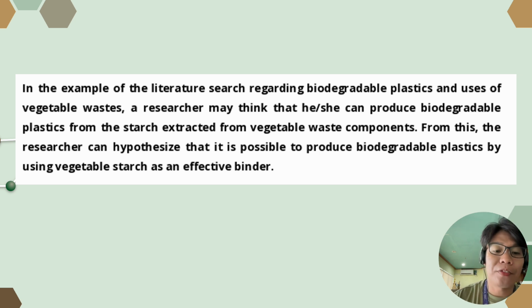An example of the literature search regarding biodegradable plastics and uses of vegetable waste: a researcher may think that he or she can produce biodegradable plastics from the starch extracted from vegetable waste components. So from this, the researcher can hypothesize that it is possible to produce biodegradable plastics by using vegetable starch as an effective binder.